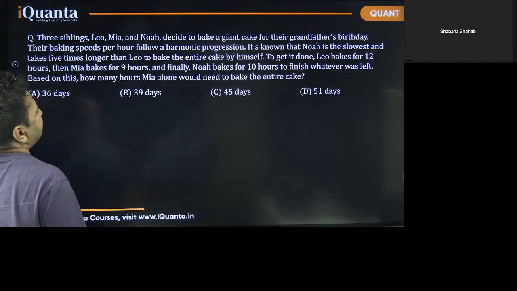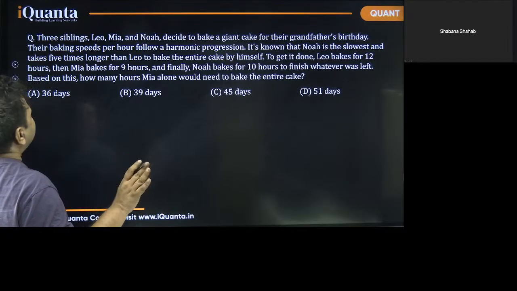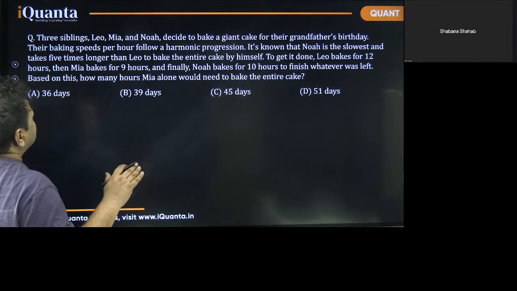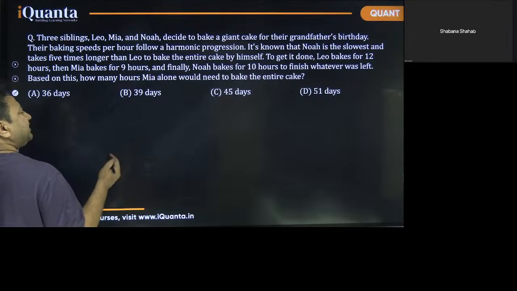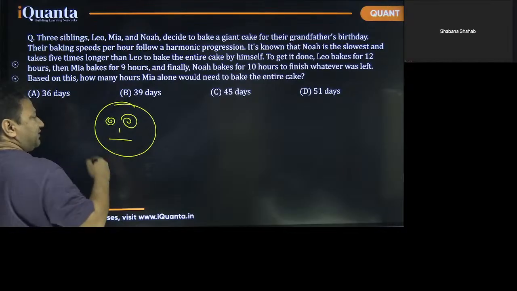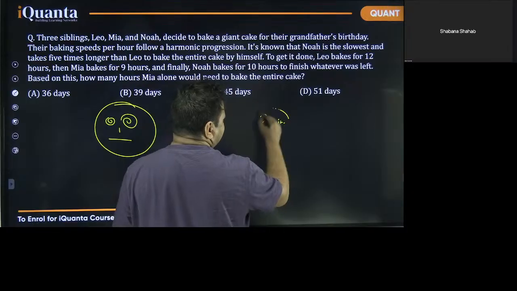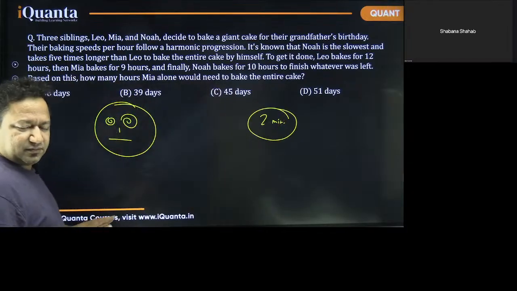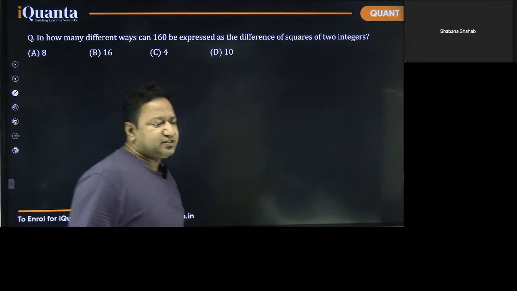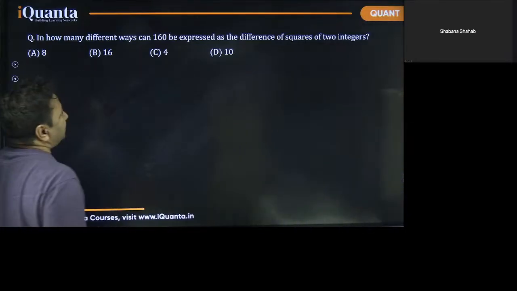Okay. Three siblings, Neo, Leo, Mia, and Noah, decide to bake a giant cake for their grandfather's birthday. Baking speeds per hour follow a harmonic progression. It's known that Noah is the slowest, takes 5 times longer. This is a question which can make you confused. If confused within 1 minute, leave it. Otherwise, the people who won't be confused are doing this in exactly 2 minutes. Either you get confused, don't do it, or you will get clarity and do it. So I also told you which questions are doable, which questions look like they are doable but they are not, and the questions which can confuse you depending on how much preparation you have done.